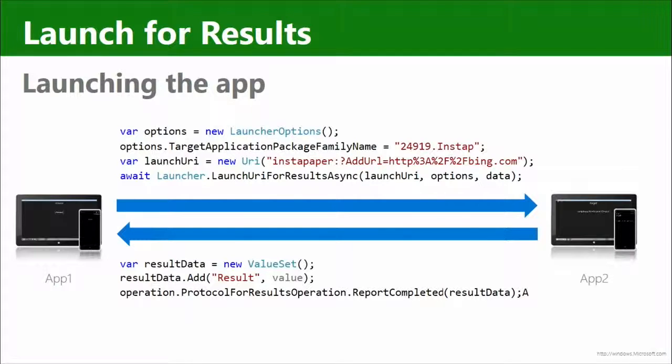And what you pass over, well, this one is not passing anything. It's just passing the URI, a bit of data in it. But you could pass a value set over to the data. Oh, it's not shown, actually. The data is shown in the snippet in launch URI for results async. That's right. So you're sending a value set over to the other end. The other end does its stuff, pops up its own UI, does whatever it has to do. And then when it's ready to return control to the caller, it just calls the protocol for results operation dot report completed method on an object that it receives when it gets activated. And that's basically the value set that it's returning.